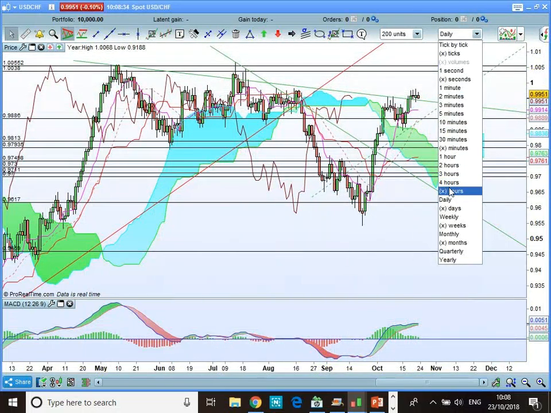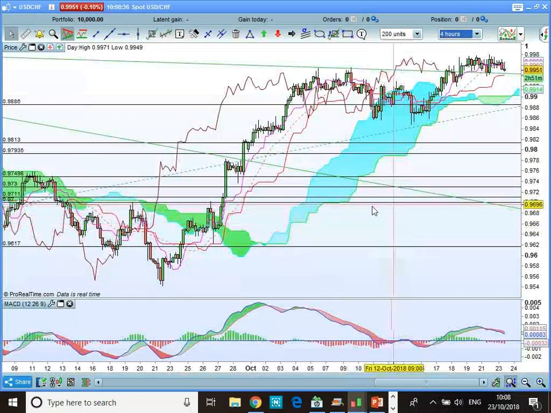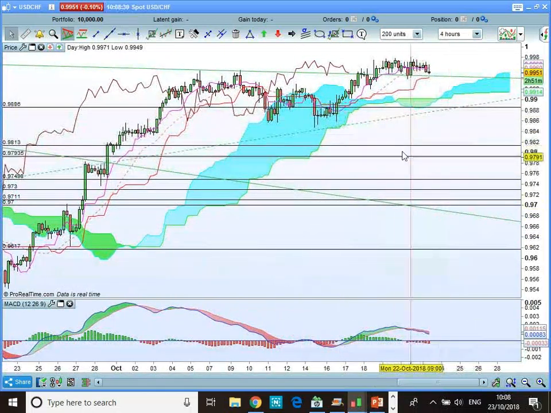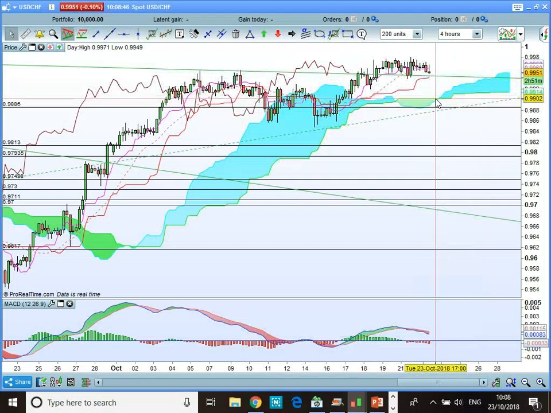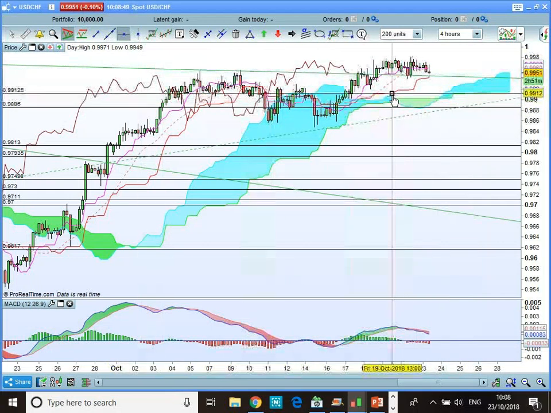If we look at the 4-hour chart, we can see we are rolling over slightly here. We've had a MACD sell signal, and there's downside targets here at the top end of the cloud here. What we're looking for, 99.12 and 98. Let me put them on there.